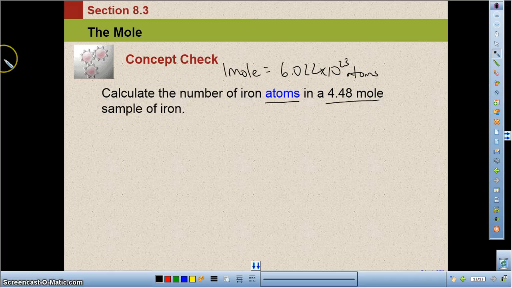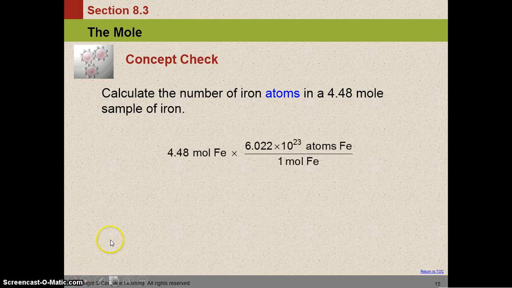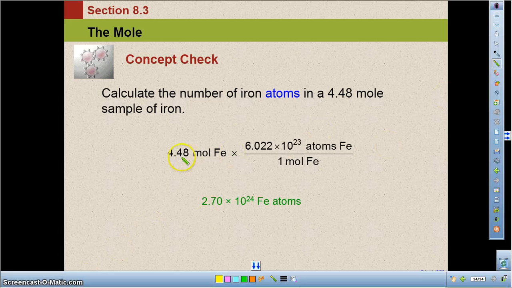So we're going to start by writing down 4.48 moles. I'll show you the example they put here. And I'm going to multiply that by the number of atoms over a mole. And the reason we do that is because we want to make sure that we cancel the number of moles, and that leaves us with atoms for the top. So it's 4.48 times 6.022 times 10 to the 23rd divided by 1.